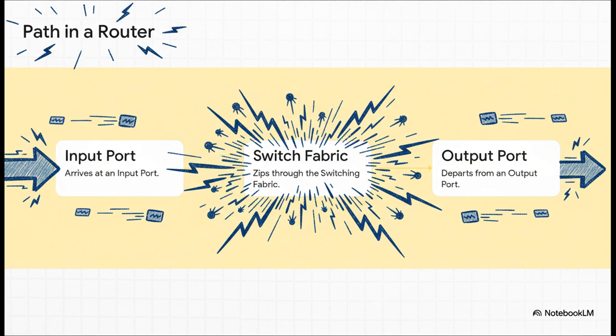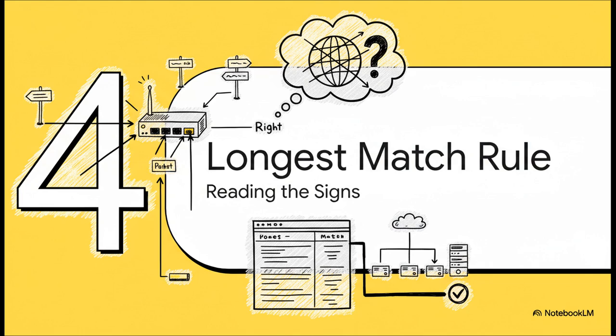The packet arrives at an input port, it gets zapped across this high-speed network inside called the switching fabric, and then it shoots out of the correct output port. That's it. Speed is absolutely everything. So that kind of begs the question, right? With billions, literally billions of possible destinations on the internet, how does the router instantly know which output port is the right one for our little packet? I mean, it can't possibly know every single address, can it?